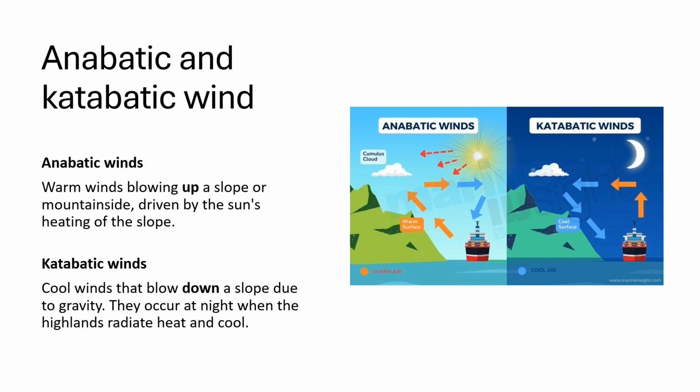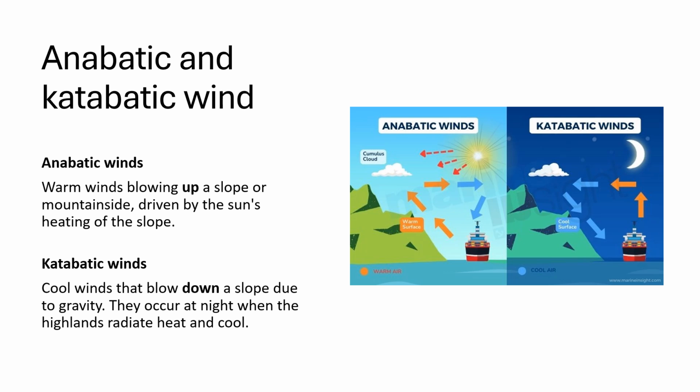Anabatic winds are warm winds that blow up a slope or mountainside, driven by the sun's heating of the slope. They are more common in the summer and are usually light. When the free flyer is waiting at launch on a light wind thermic day, we feel these updrafts of anabatic air on our faces, and they often provide us with the launch conditions that we need.